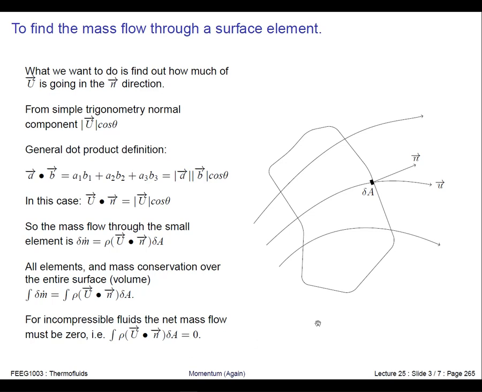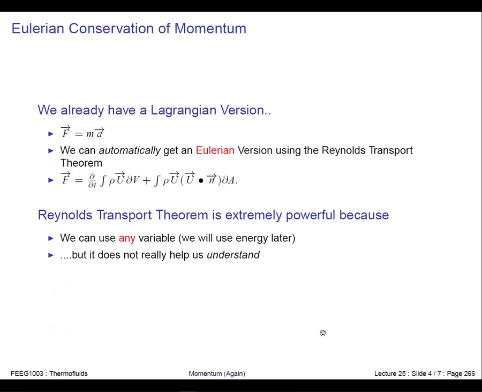Okay, we're going to do the same sort of thing for momentum. We can do this quite easily. This is our master equation, Newton's second law, and we can go from this to an Eulerian version of that using the Reynolds transport theorem, and that gets us the rate of change of momentum in the control volume plus the net rate of flow of momentum into the control volume. We can do this for anything, but here we're going to do it for momentum.